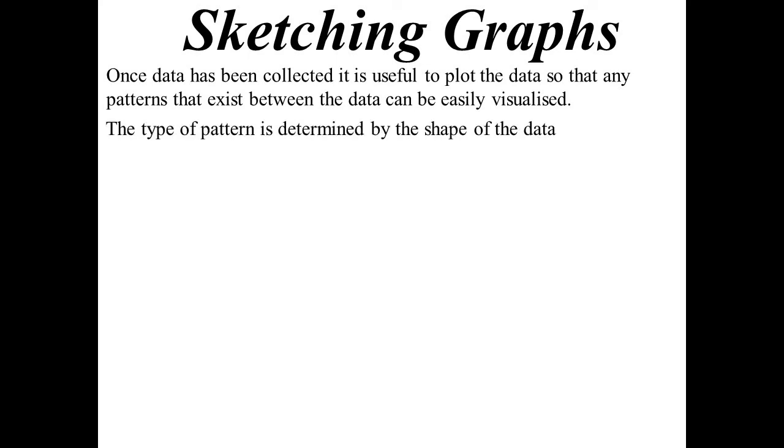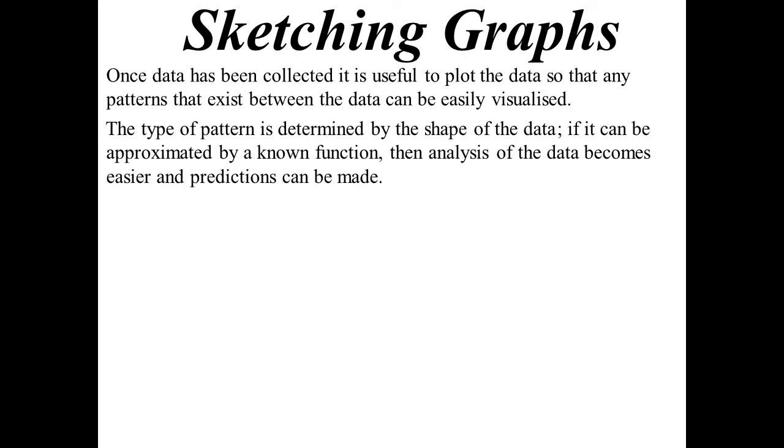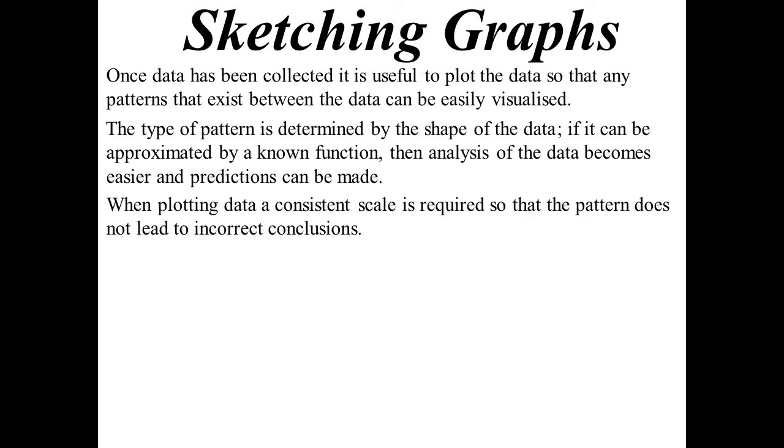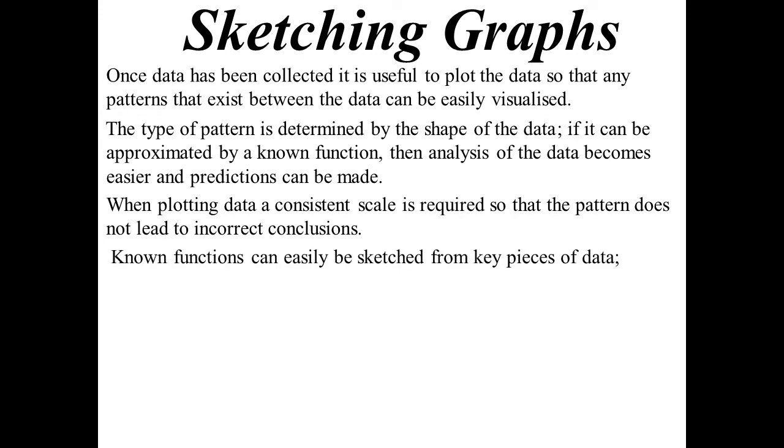The type of pattern is determined by the shape of the data. If you can approximate it by a known function, then obviously the analysis of that data is easier and predictions then become possible. I guess that's what you do in science. You might end up with a log curve or something like that, so you know it's exponential or that sort of thing. Consistent scale though is very important, otherwise you get very strange shapes and you make incorrect predictions and things like that.